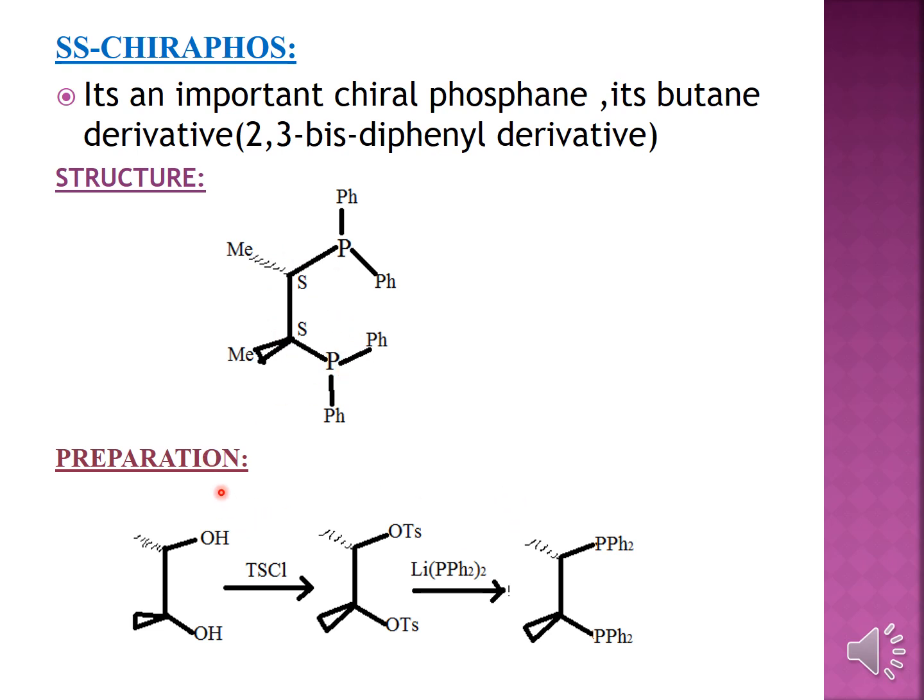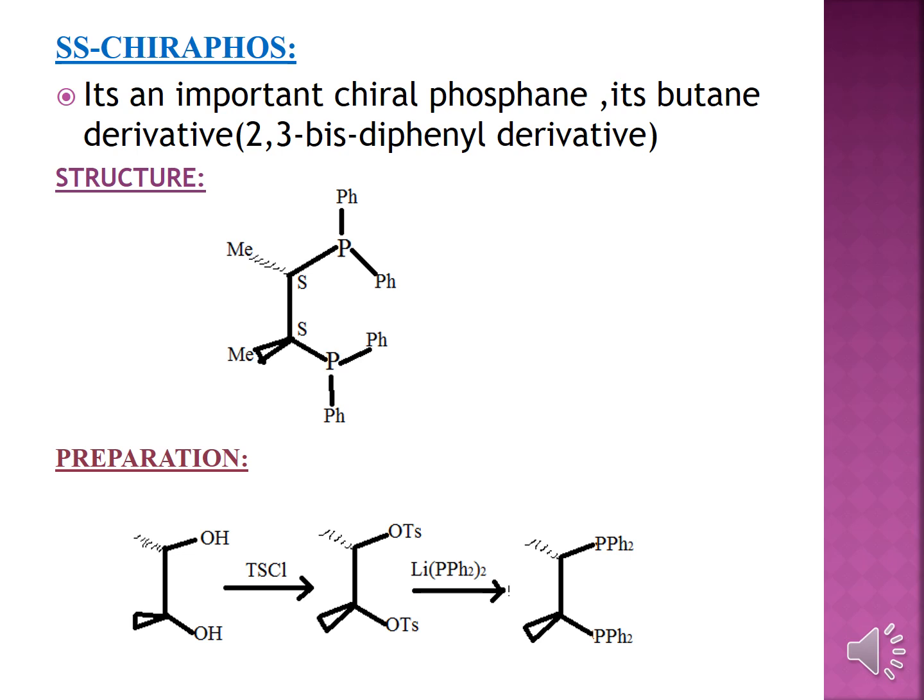Moving on to the preparation, you take the dialcohols, methyl substituted dialcohols, and if you treat them with tosyl chloride, there is a cleavage of an HCl molecule, and the tosyl group binds there. The tosyl group will act as a good leaving group. So there is a cleavage of the good leaving group as OTs minus, and then the phosphine group goes and sits there, resulting in the bis diphenyl derivative.